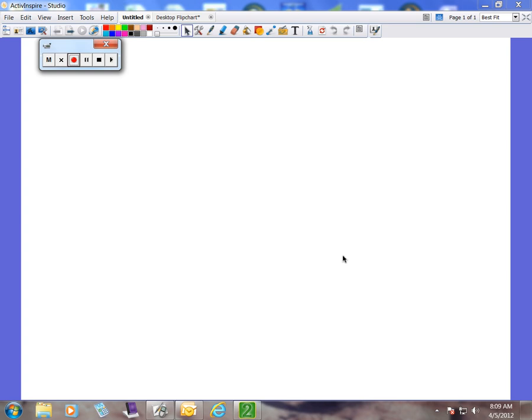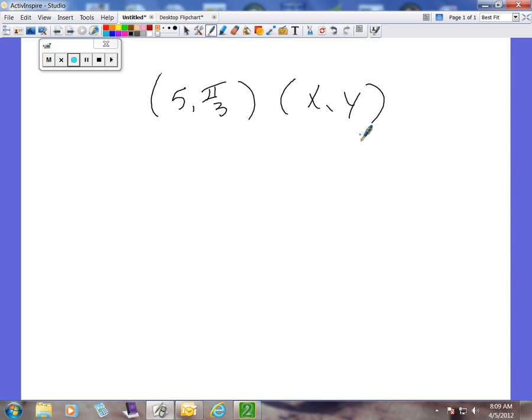Okay. Let's say we have 5 comma pi over 3. That's the first example. So if I want to find the x comma y, x is horizontal, y is vertical. Here's what we did. We just took r, remember this is r and theta. We just took r times the cosine of theta to get the x. That's what we did when we found the horizontal vector. And doesn't it make sense that you'll take r times sine theta to get the y?